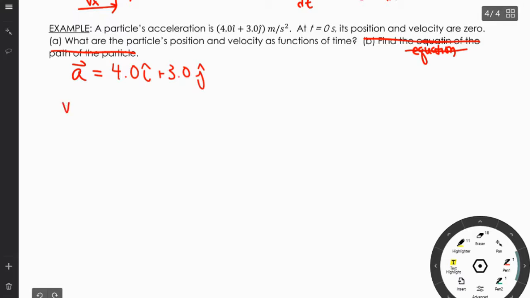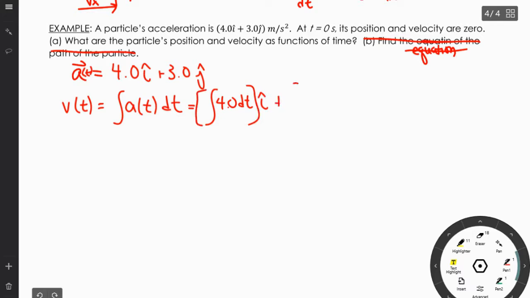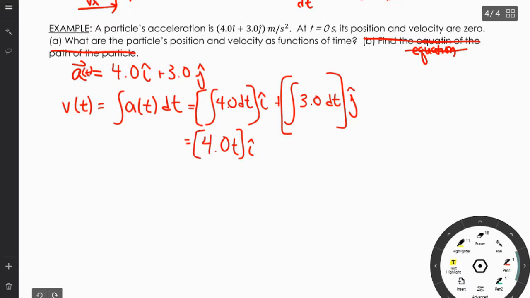Okay, and that means our velocity vector with respect to time is equal to the integral of our acceleration, and this is still with respect to time. So I'm going to take the integral of all pieces: the integral of 4.0, written as i hat, plus the integral of 3.0, j hat. That would be my velocity vector. Well, the integral of a constant is simply, I'm going to put a t there. So this is v of t.